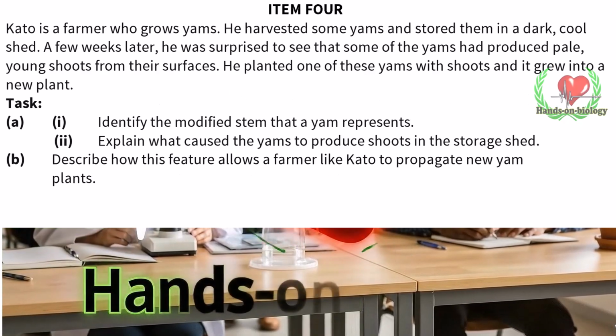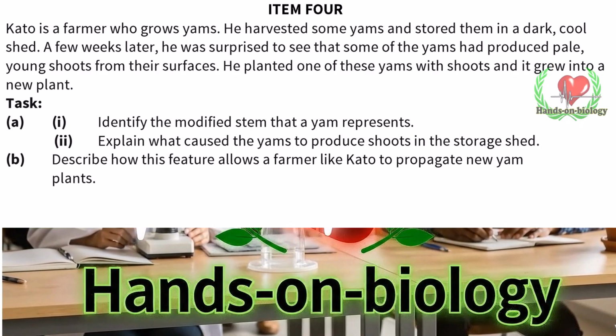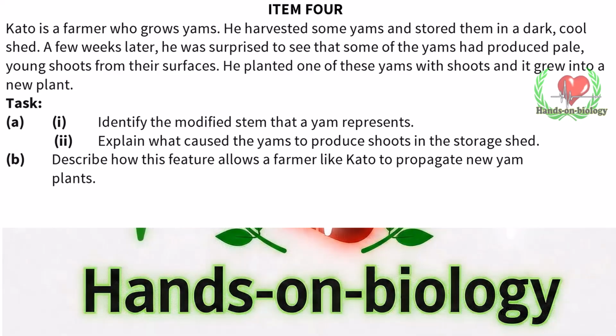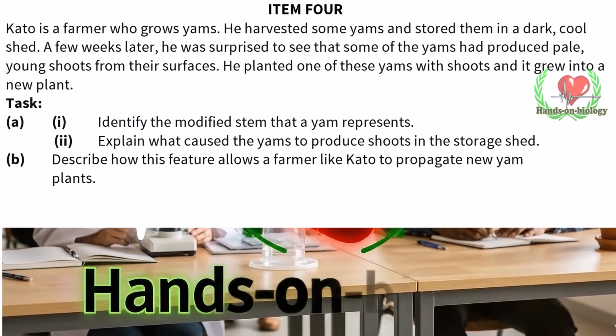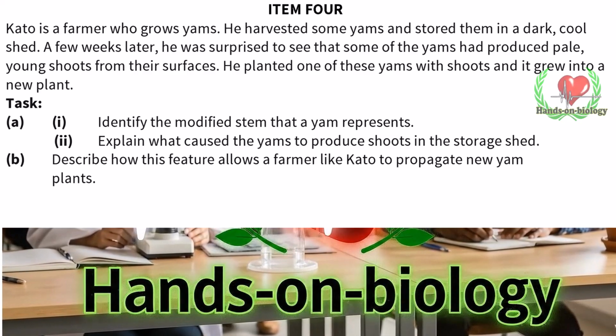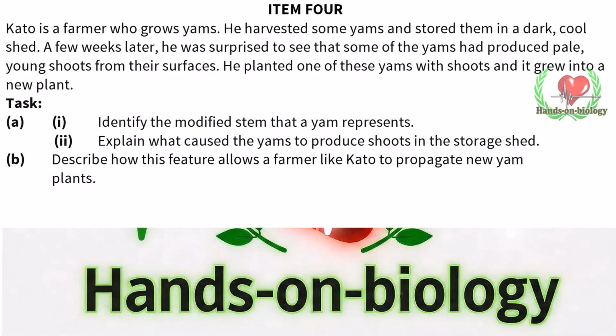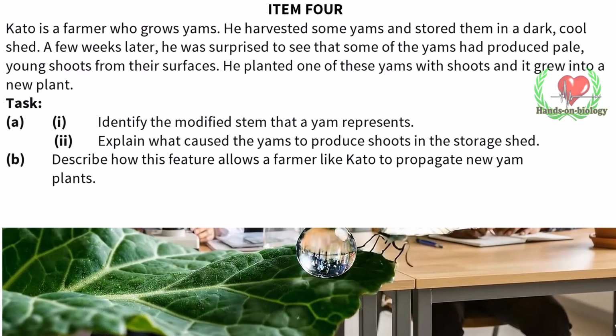Cato is a farmer who grows yams. He harvested some yams and stored them in a dark, cool shed. A few weeks later, he was surprised to see that some of the yams had produced pale, young shoots from their surfaces. He planted one of these yams with shoots and it grew into a new plant.